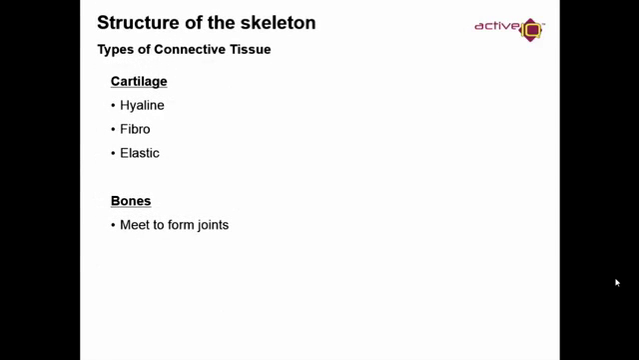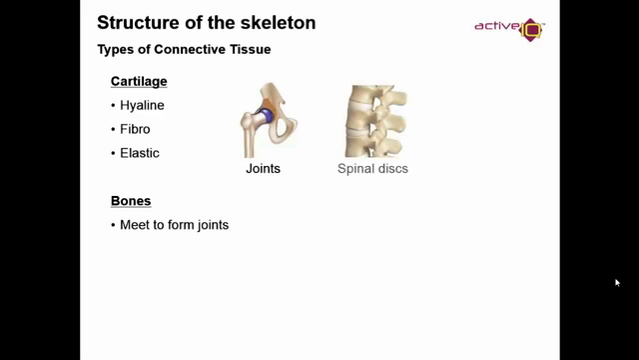So let's get started. First up, we're going to look at the structure of the skeleton. Inside the skeleton, as you all know, we've got bones. What we've also got is something called cartilage. Cartilage can be found in 3 different areas, and there are 3 different types of cartilage. We have hyaline, fibro, and elastic.